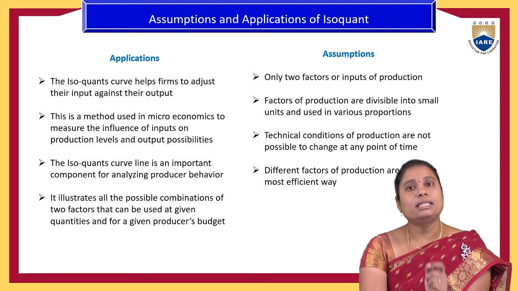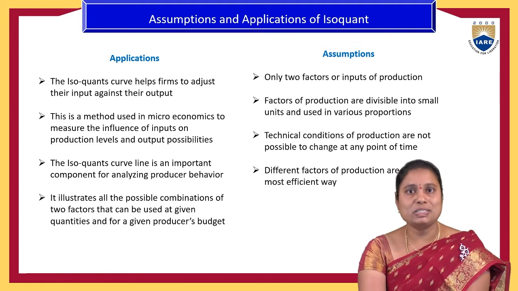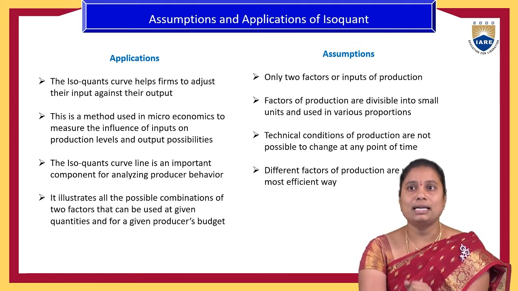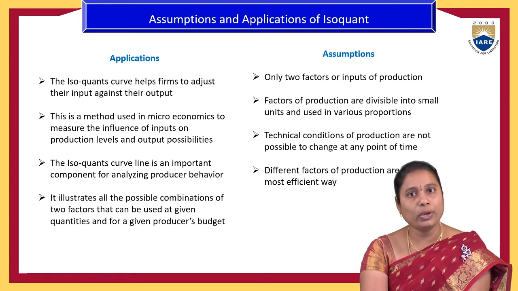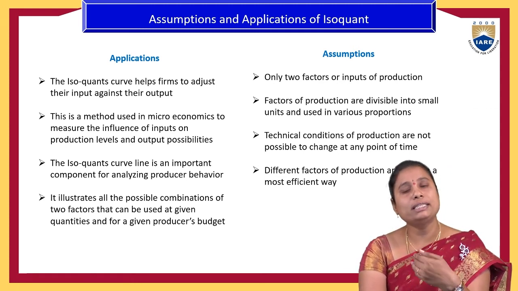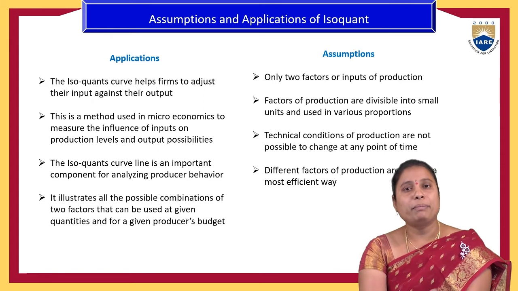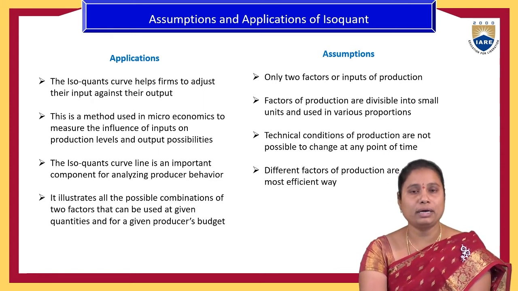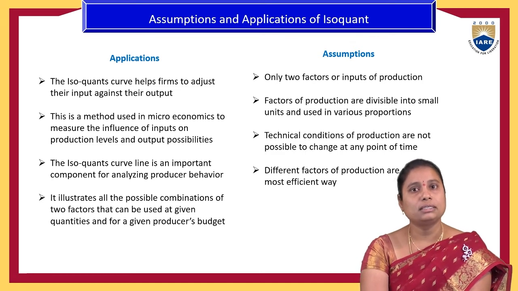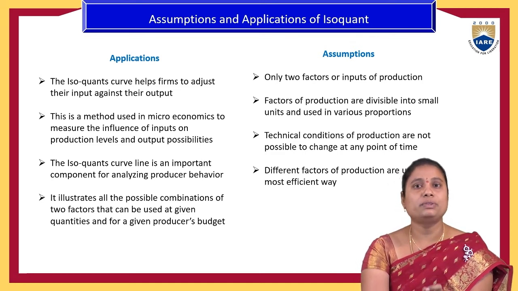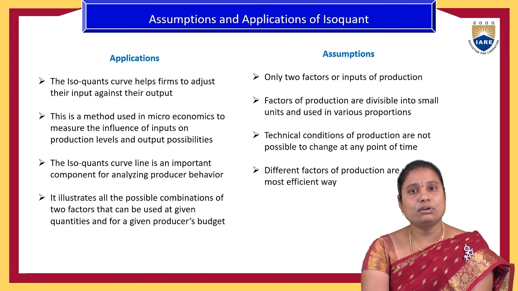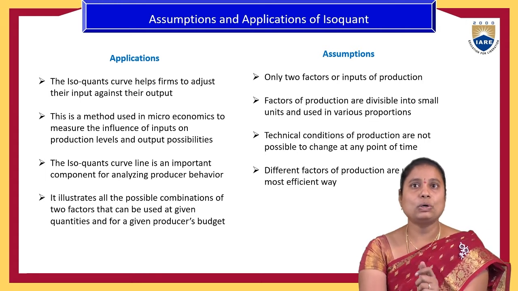So that's why the other elements remain constant, like the technology, and the different factors of production are used in the most efficient way. How they are combined, changed or replaced should be known under the isoquants, and that clarity must be there for the existence of isoquants. So these are all the assumptions of the isoquants.